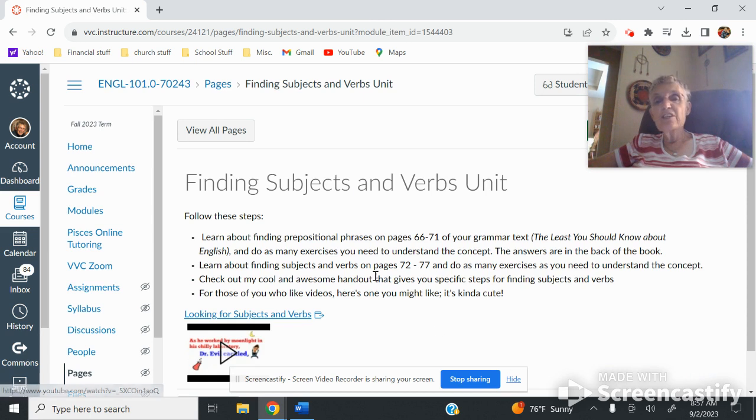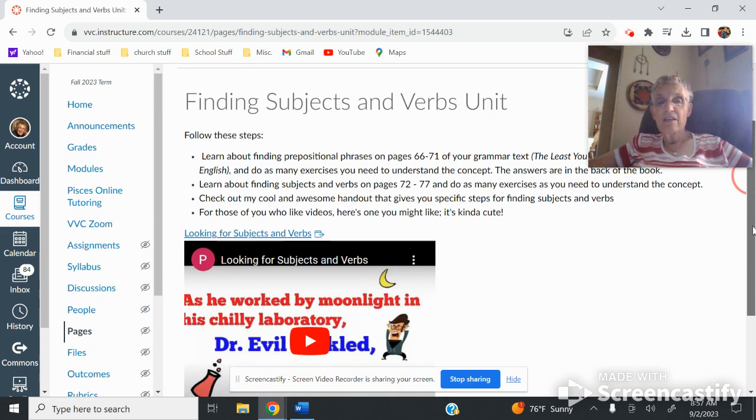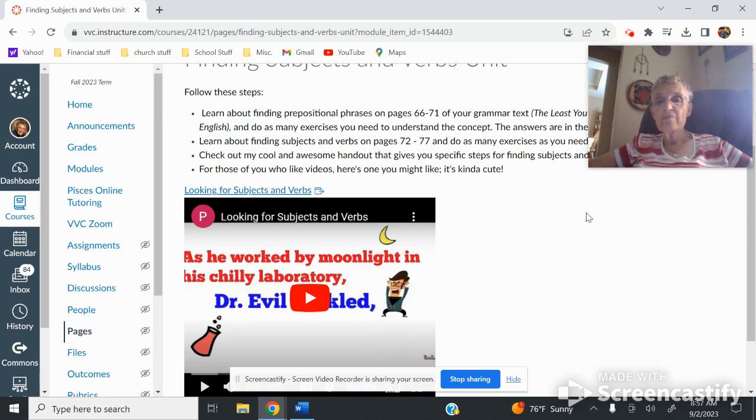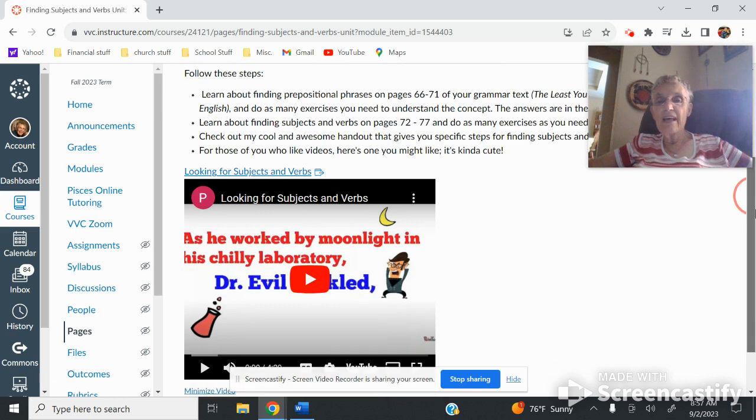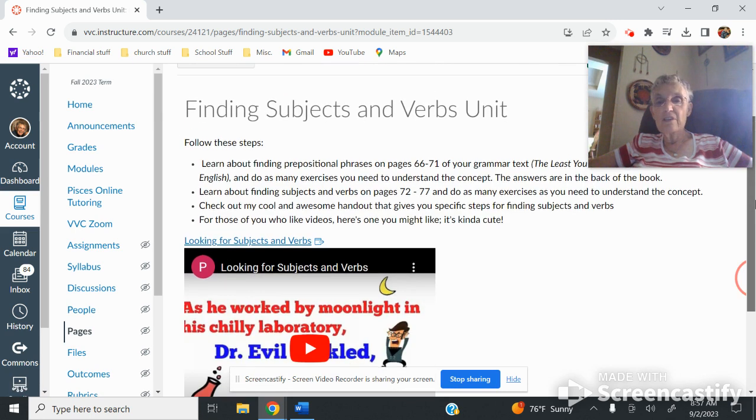And then with grammar, you're going to have a unit each week, almost every week, and that's going to be in the grammar text, The Least You Should Know About English. The other one is Reading and Writing Well. Okay, so you've got several things with this. You can look at that YouTube video if you want to. Read the chapter in there.